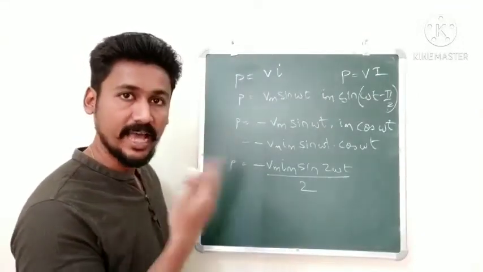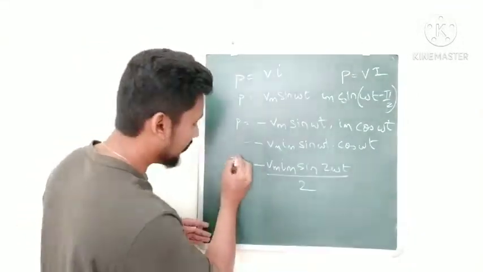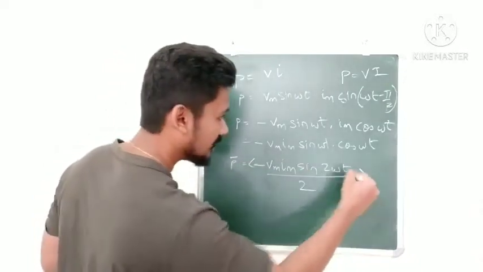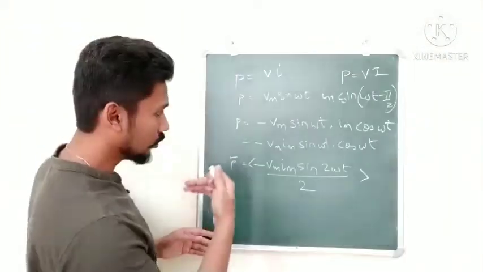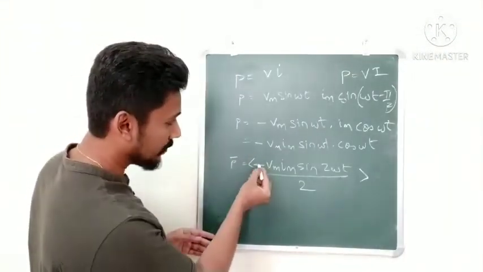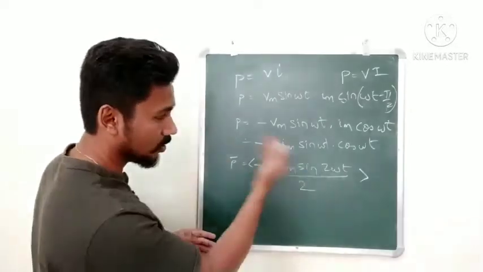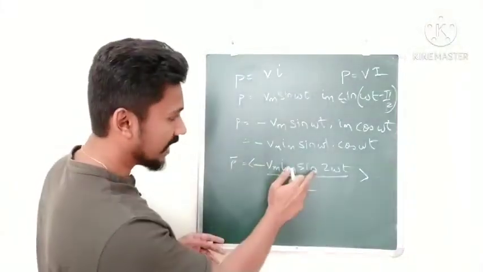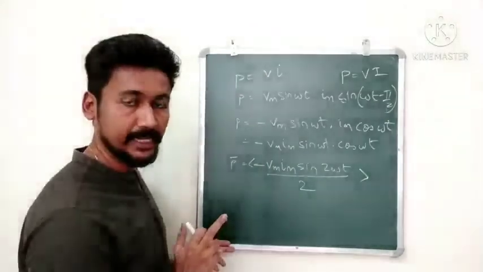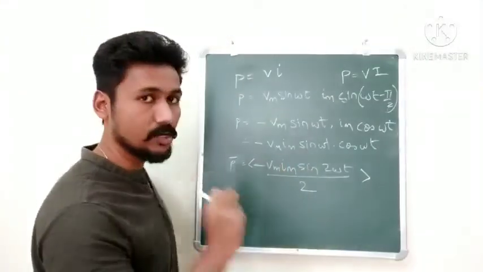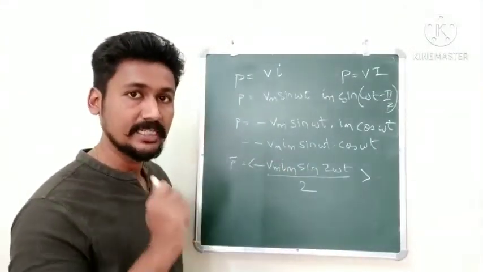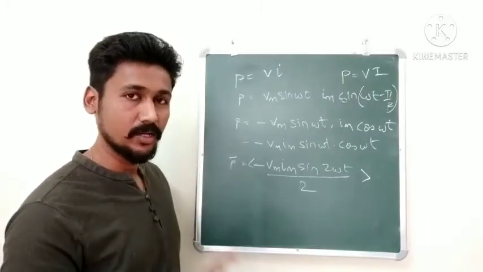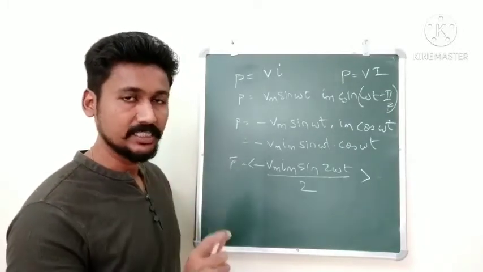Now we want to find the average power, so we will take the average of this entire expression. When we take the average, what will we get? Minus Vm, Im and 2, these being constants, will come out, so we need only the average of sin of 2 omega t, and the average value of sin of 2 omega t is 0. Basically the average value of any sine function is always 0.